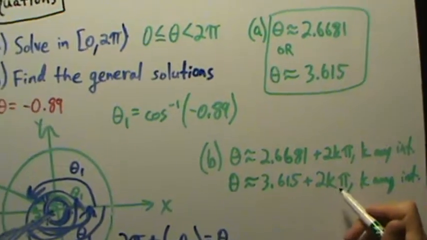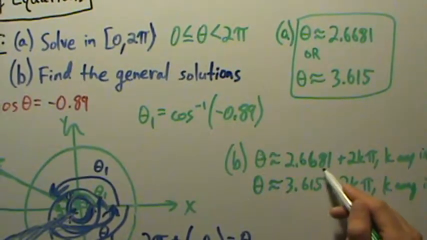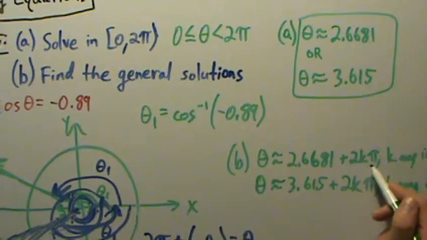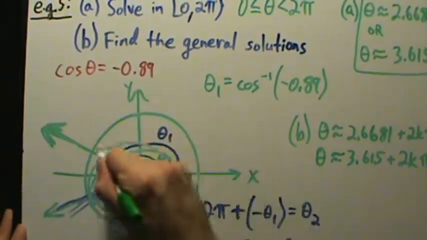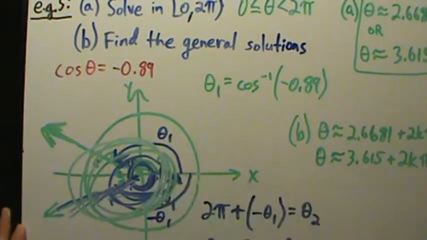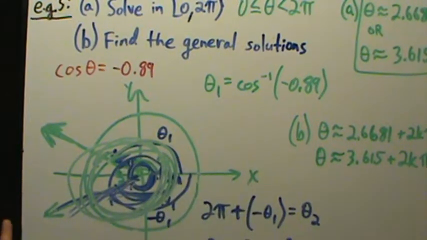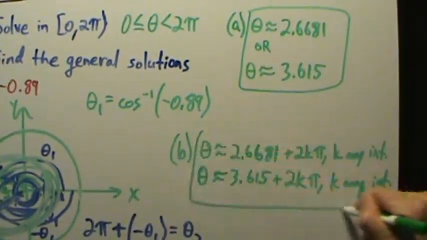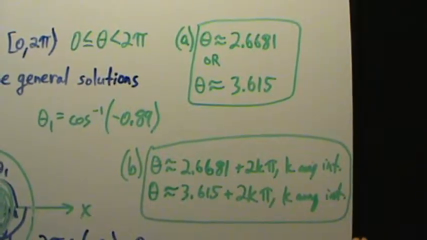And again, the k just represents how many times you go around and around. If k is 1, then this is 2.6681 plus 1 times 2 pi, so that just means go around once. If k were 3, we would go around 1, 2, 3 times. If k were negative 1, then we go in the negative clockwise direction once, and so on and so forth. So that's the answer for part B, and that's pretty much it for example 5 of solving trig equations.